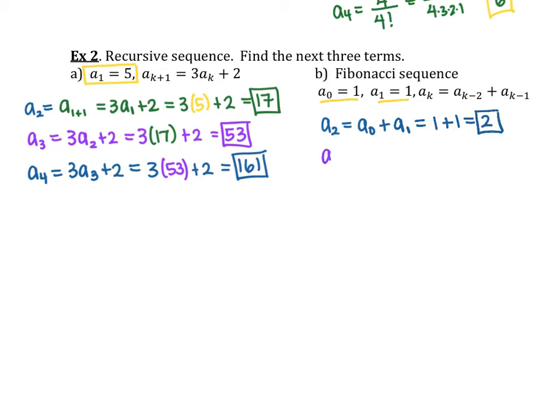Now if I want the next term, I want the next 3 terms. Now K is 3. 3 minus 2 is 1, so I want the second previous term. And then 3 minus 1 is 2. That's the first previous term. So now A3 equals A1 plus A2. A1 was given to me. A2 I just calculated on the previous step.